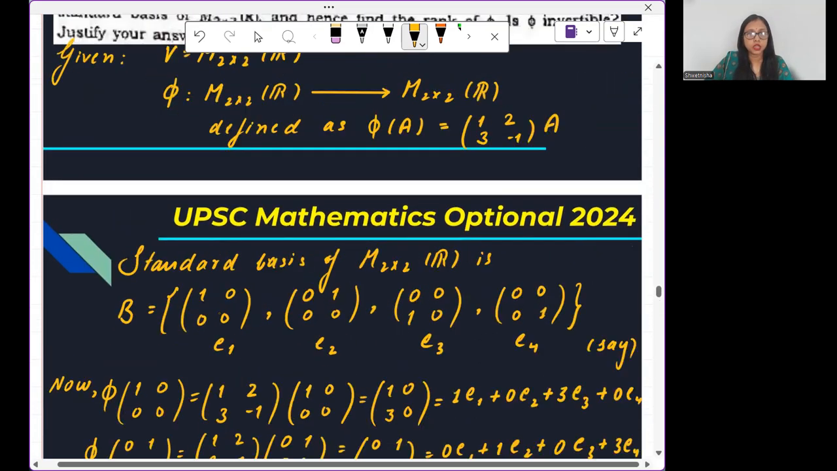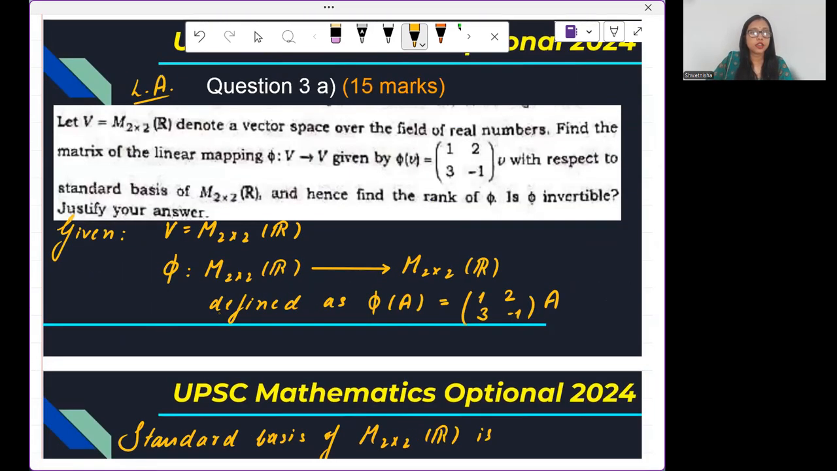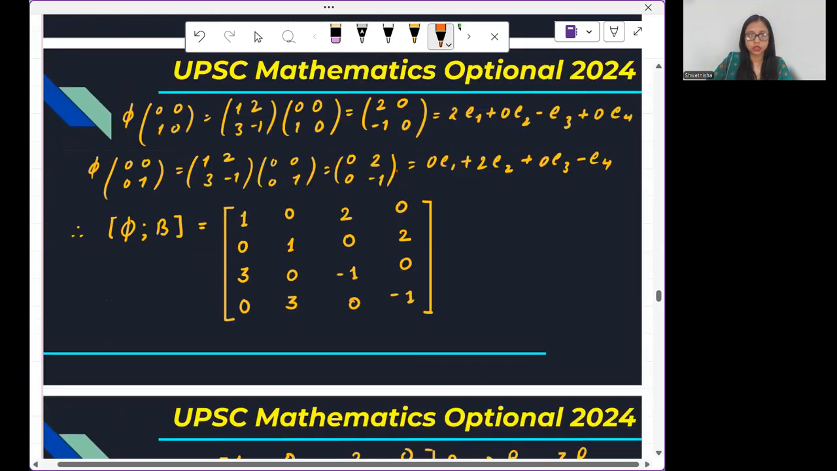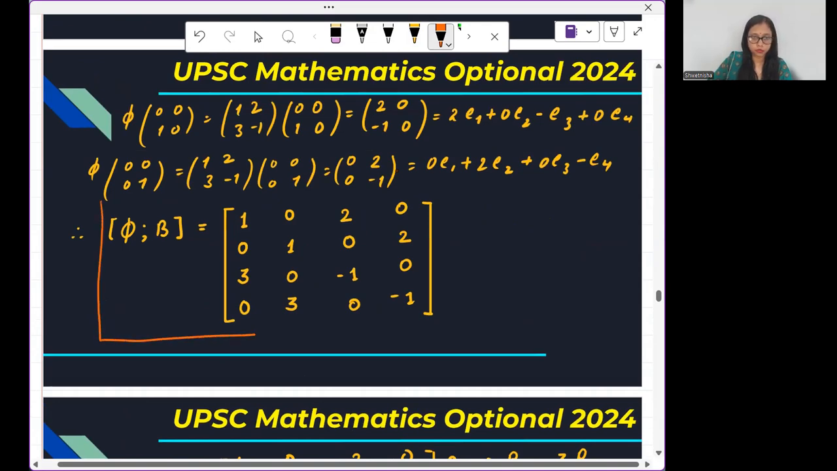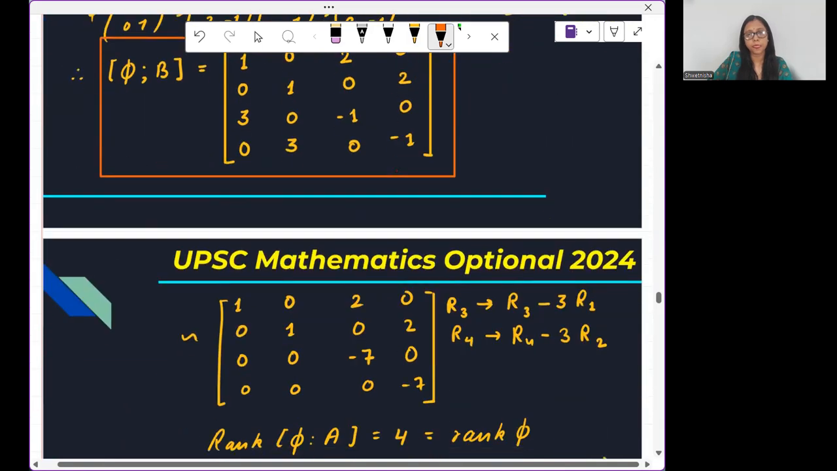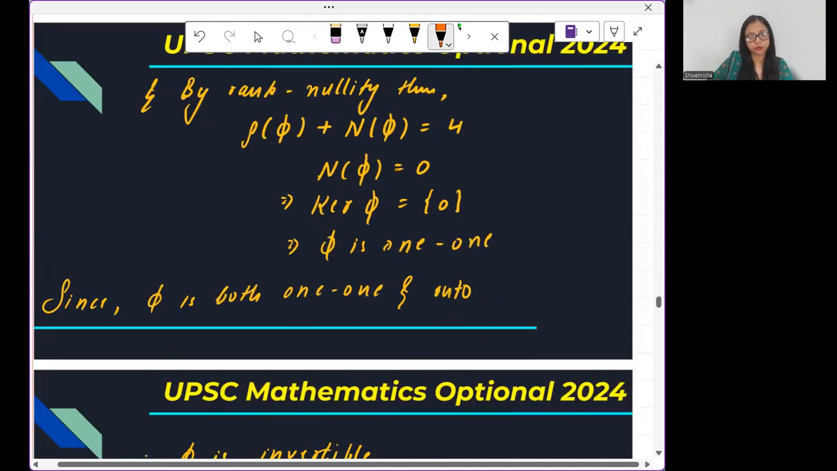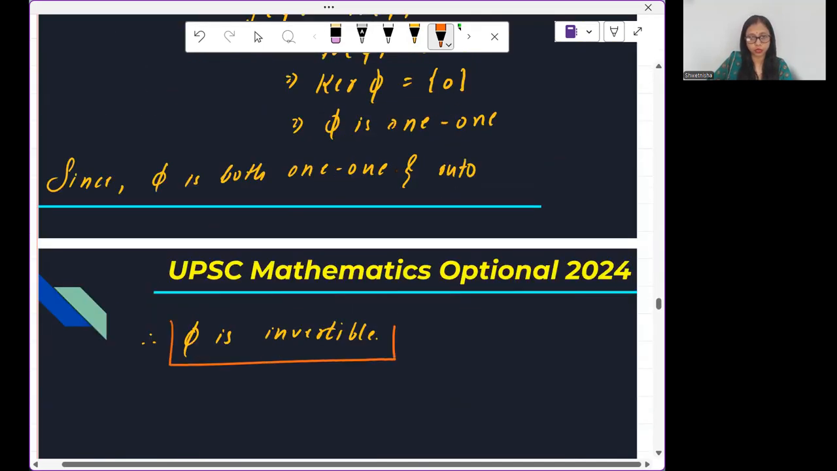So the first part of the question was finding this matrix. So this is the matrix. Next part, finding the rank of phi, which is here. Last part, is phi invertible? Yes, it is. Phi is invertible.